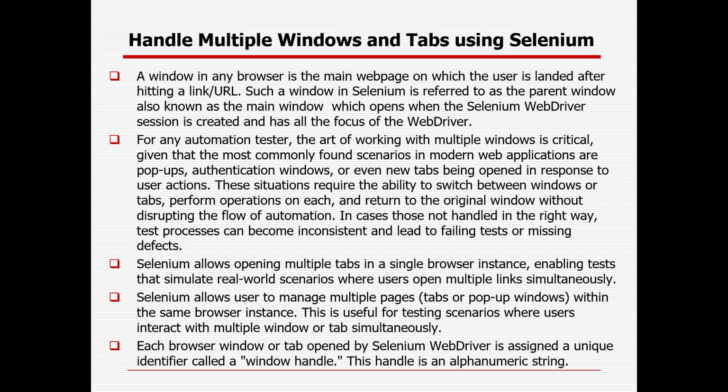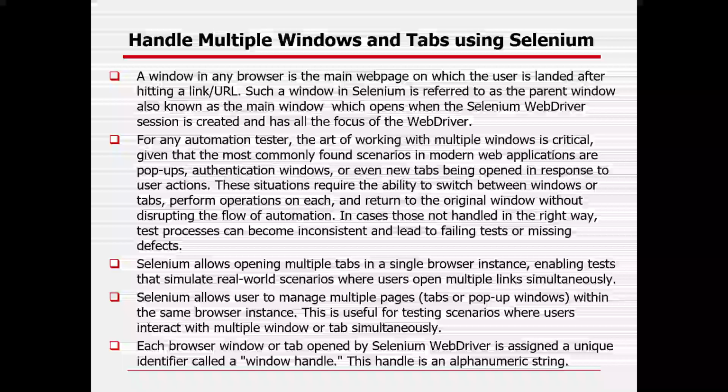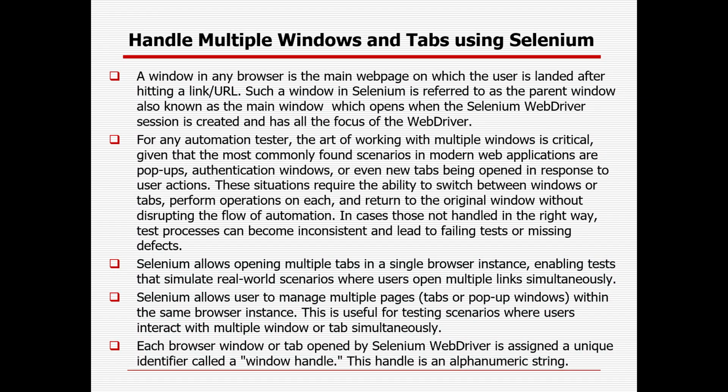So a window in any browser is the main web page on which the user has landed after hitting a link or URL. Such a window in Selenium is referred to as the parent window or the main window or the original window, which opens when the Selenium WebDriver session is created and has all the focus of the WebDriver.